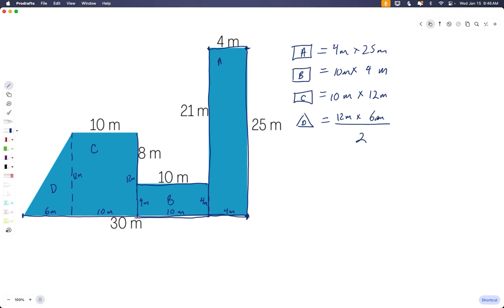Now I just do the calculation. 12 times 6, that's going to be 72, divided by 2, that's going to be 36 meters square. This one is 120 meters square. This one is 40 meters square. And this one is 100 meters square. Now all I have to do is add them all up. Bring down my meters square because they're all like units, they're like terms. This would be 6, 7, 8, 9, and this would be 2. So 296 meters square. And we use the addition method.